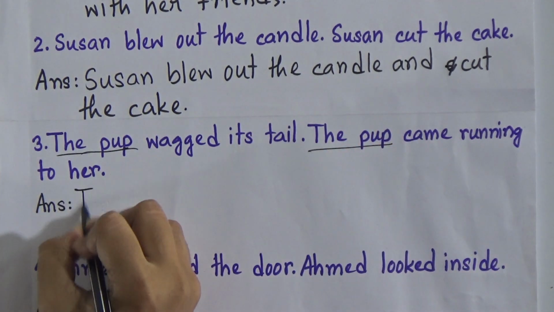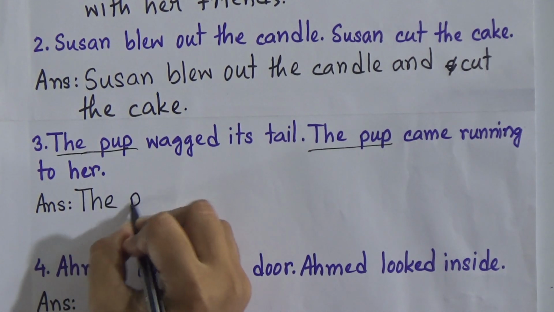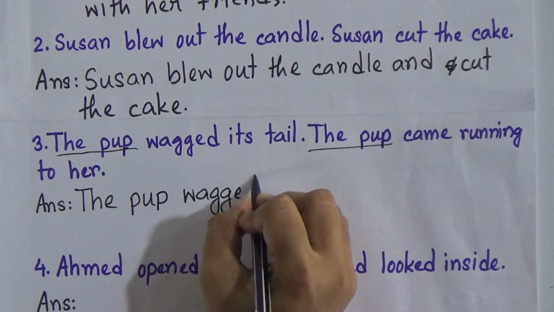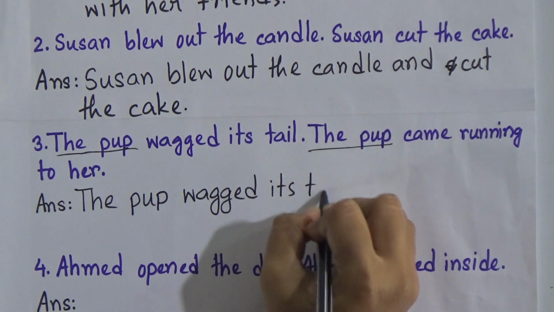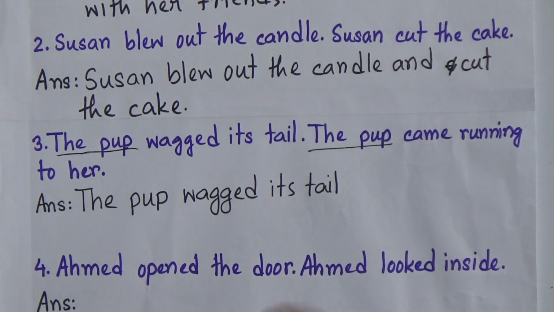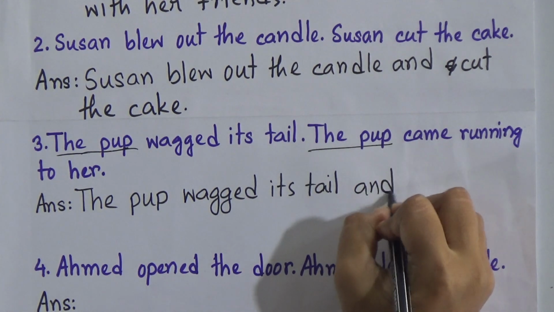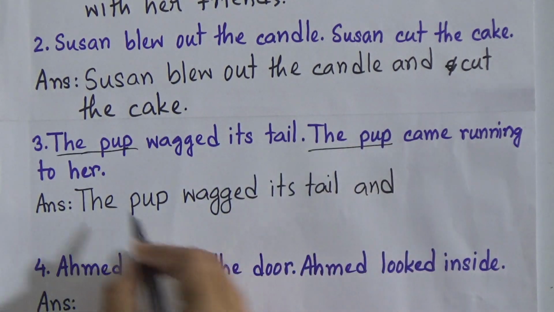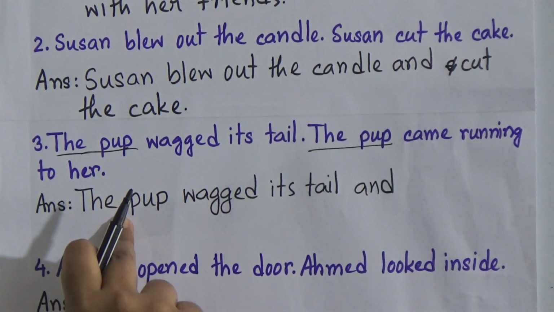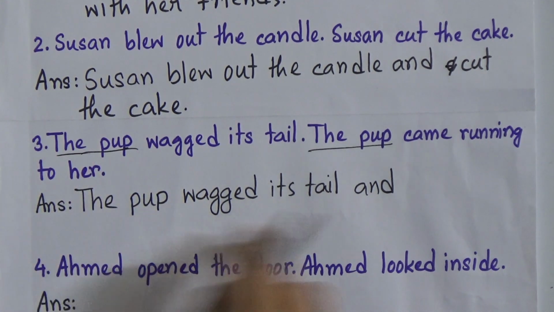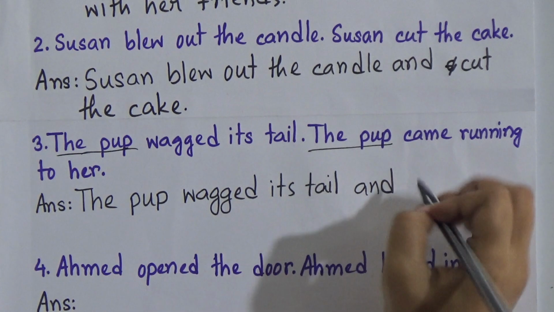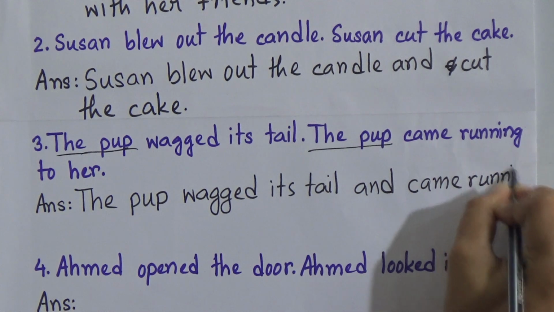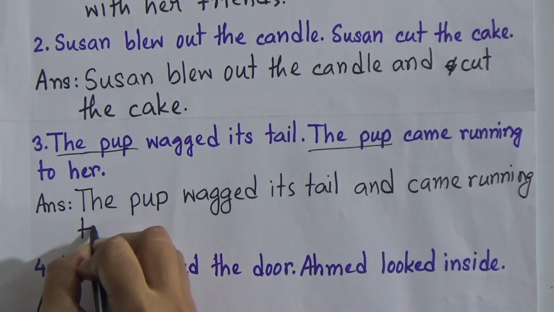At first we will write the first sentence, the pup wagged its tail, and then we will write "and". Now we don't need to write the pup here again, because at the beginning of the sentence we wrote the pup. So now we will write the rest of the sentence. Came running to her.